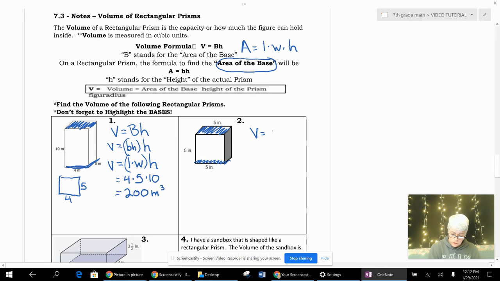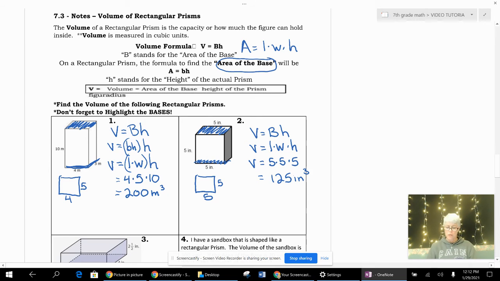V equals big B H. So if you look at the bottom of this shape, it's a square now. So the big B, remember, is the length and the width, and then we always have the height. So these numbers are 5 times 5 times 5, which is 125. And because it's inches, we're going to say inches cubed.